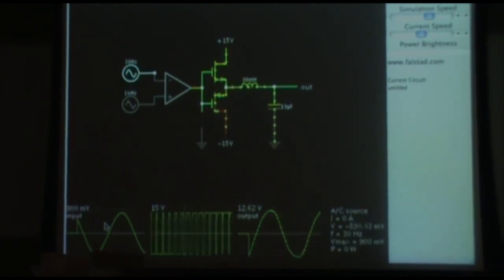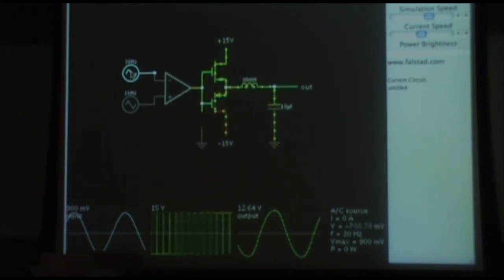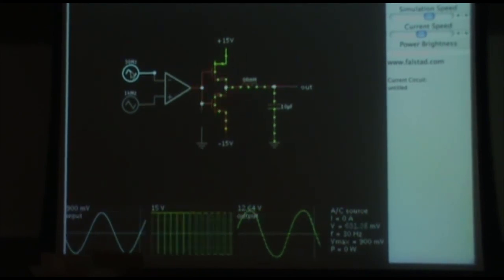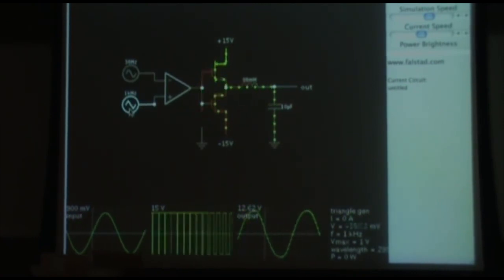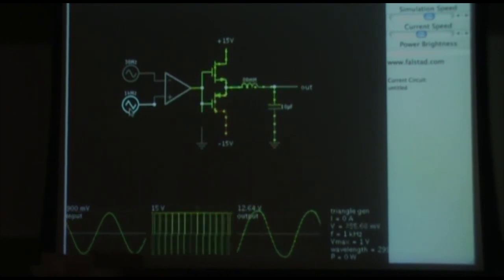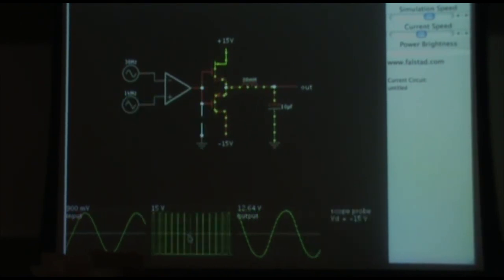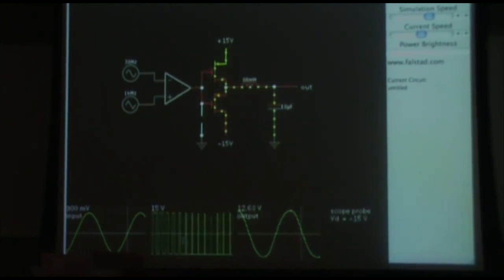What you see here is the input. This is your audio frequency, in this case, input, low audio frequency. And then this here is your modulation frequency. The way that a Class D amplifier works is by creating a waveform here that is averaged to form something that looks like the input.